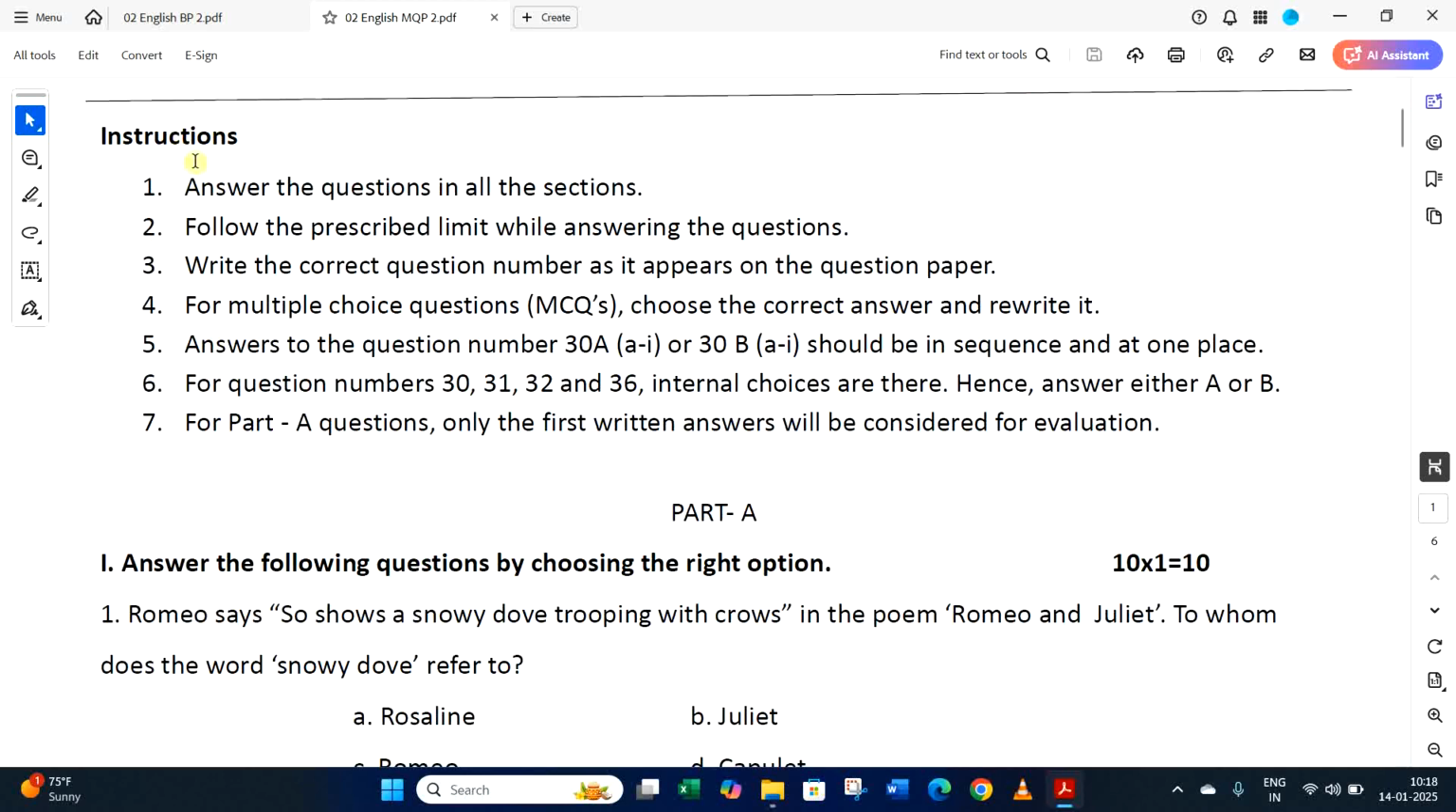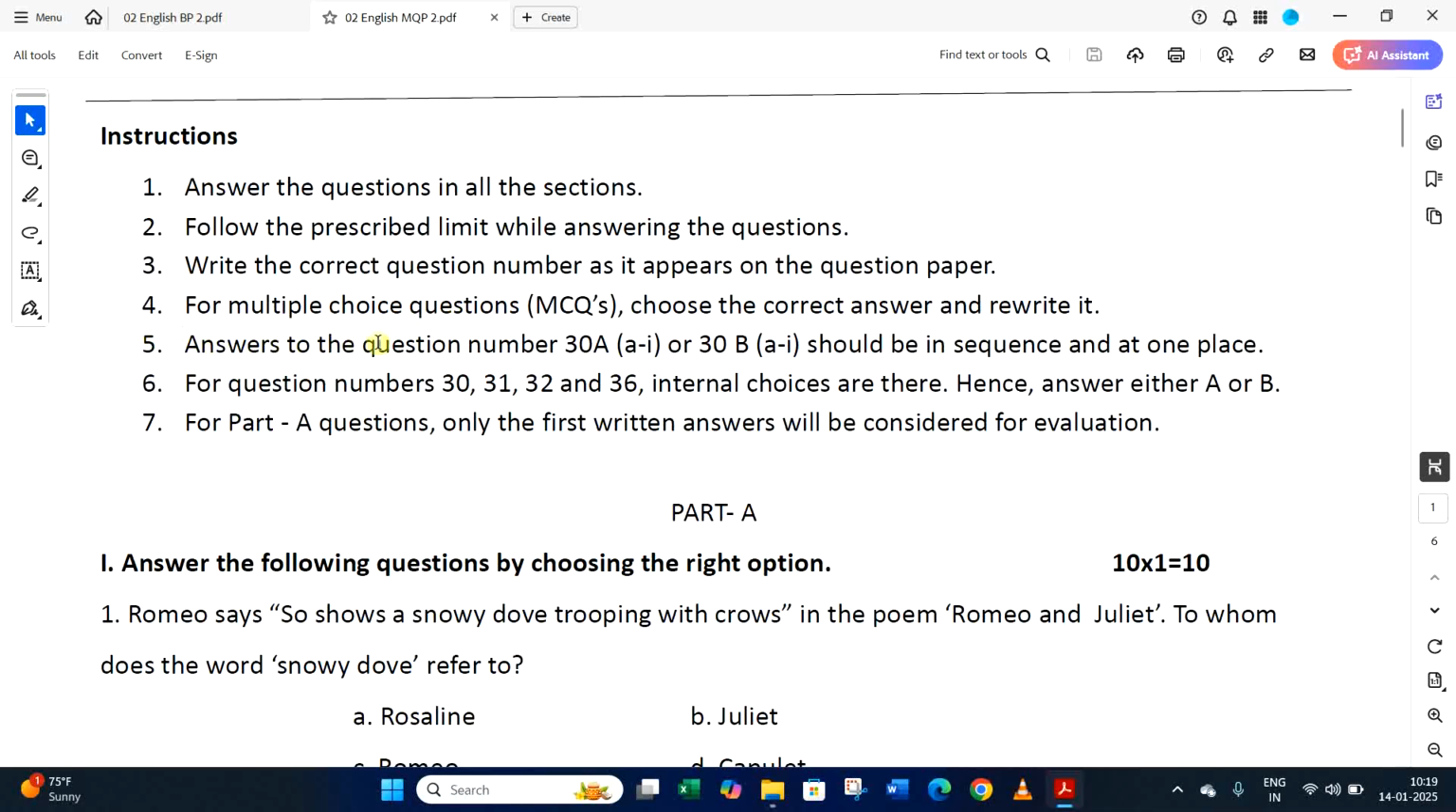Instructions as usual, no change in it. Answer the questions of all the sections. Follow the prescribed word limit while answering the questions. I need not expostulate on this. Then we have number 3, write the correct question number as it appears on the question paper, which is very important, which is very essential, so that it should not create any kind of confusion for the examiner. Instruction number 4, for multiple choice questions, choose the correct answer and rewrite it. So don't repeat the questions. Repetition should be avoided, my dear students.